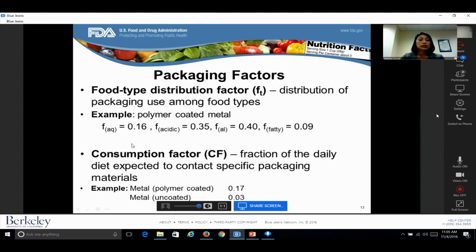Now, the second packaging factor is consumption factor, and that's taking into account the different types of packaging that we have. So if you think about things that you eat throughout the day, each of the foods might come in contact with different types of packaging. So consumption factor is the fraction of the daily diet expected to contact specific packaging materials. And we have, for instance, the consumption factor for polymer-coated metal is 0.17. So of all of the different food packages we have, 17% come in contact with polymer-coated metal.